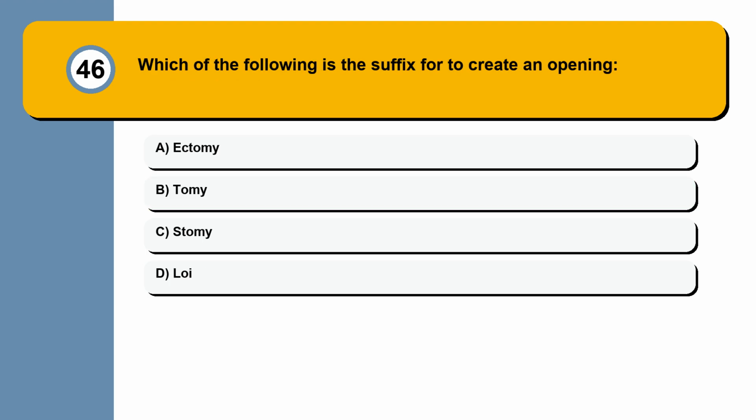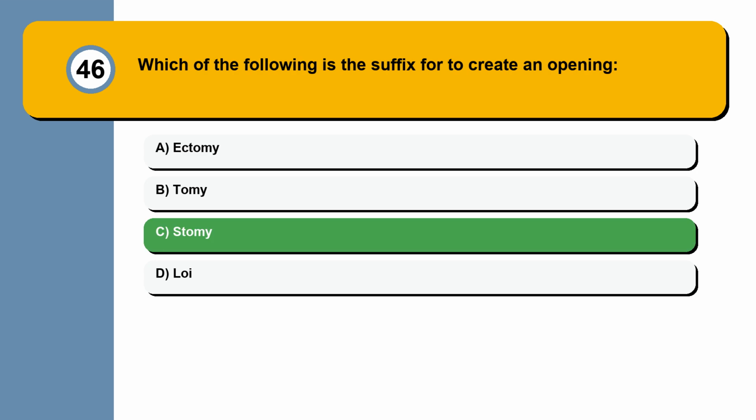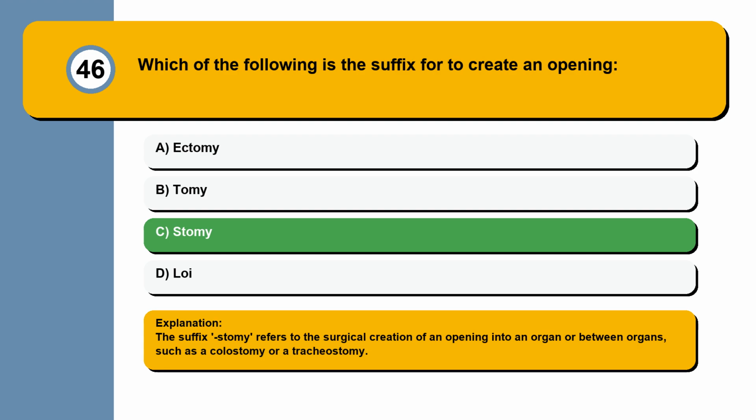Question 46. Which of the following is the suffix to create an opening? Here are your options. Option A, ectomy. Option B, tomy. Option C, stomy. Option D, loy. The correct answer is option C, stomy. Explanation. The suffix stomy refers to the surgical creation of an opening into an organ or between organs, such as a colostomy or a tracheostomy.